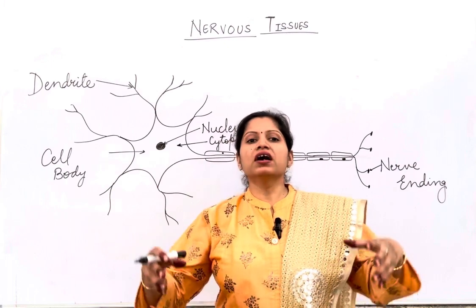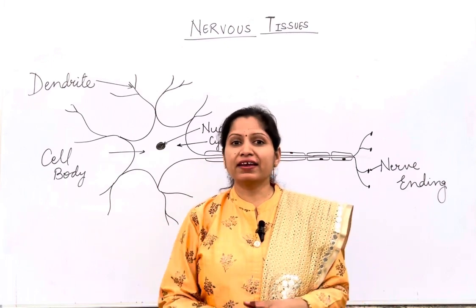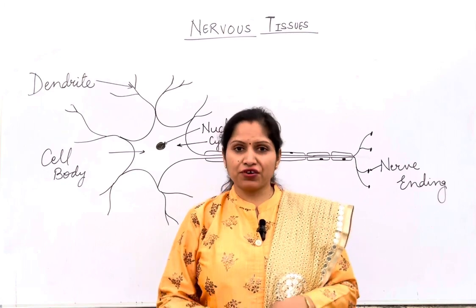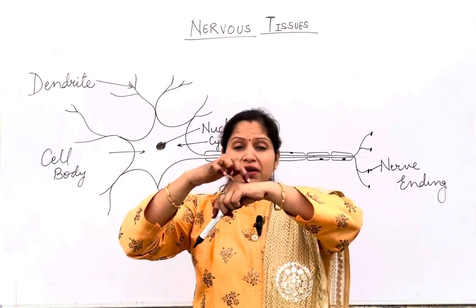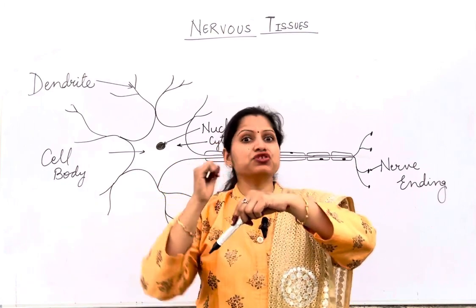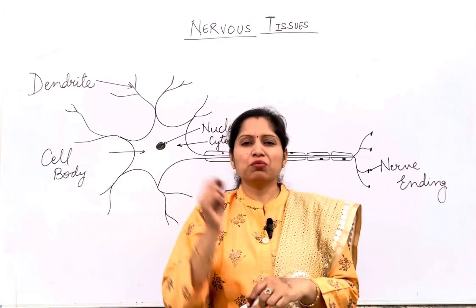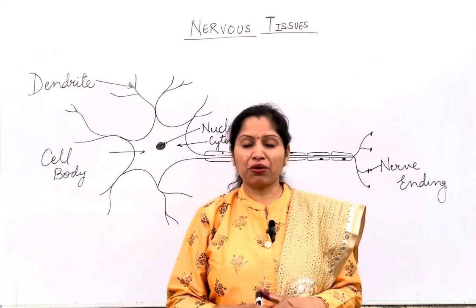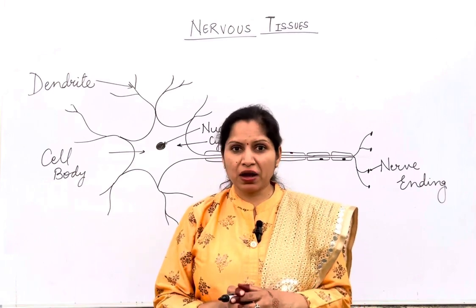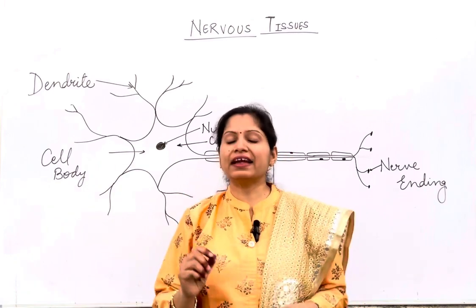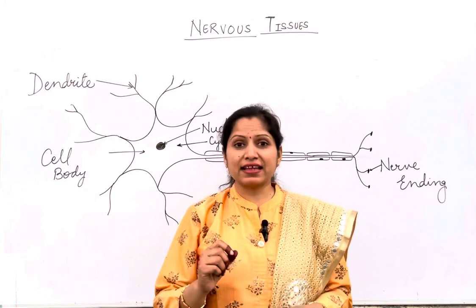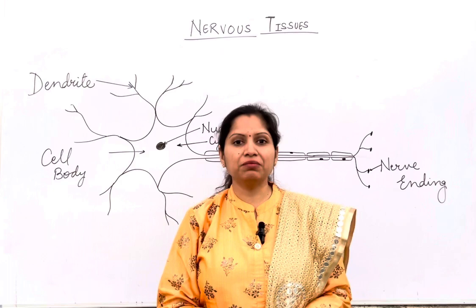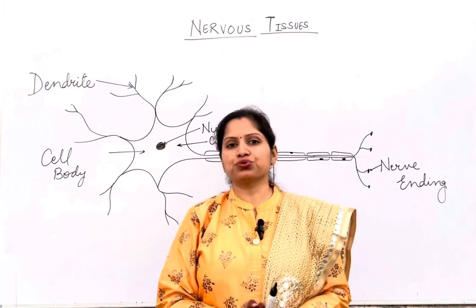Today we are going to revise the last part of our tissue chapter, that is nervous tissue. Nervous tissue is responsible for carrying information from one part of the body to another. For example, when I touch my skin, my brain comes to know about it. When a mosquito bites you, your brain comes to know about it. So that mosquito bite or the touch on the skin acts like a stimulus, and that information is taken to the brain by the nervous tissue.